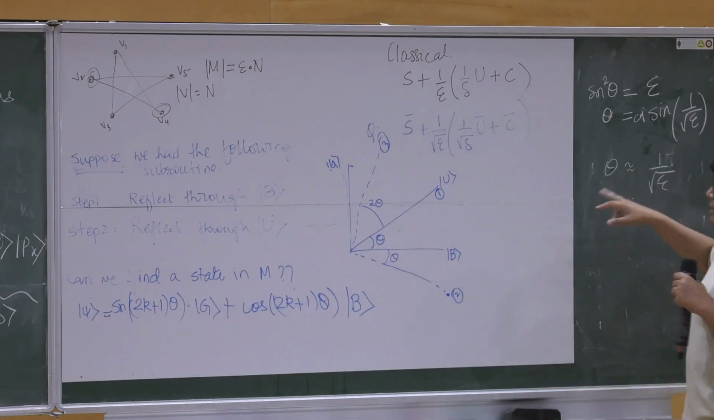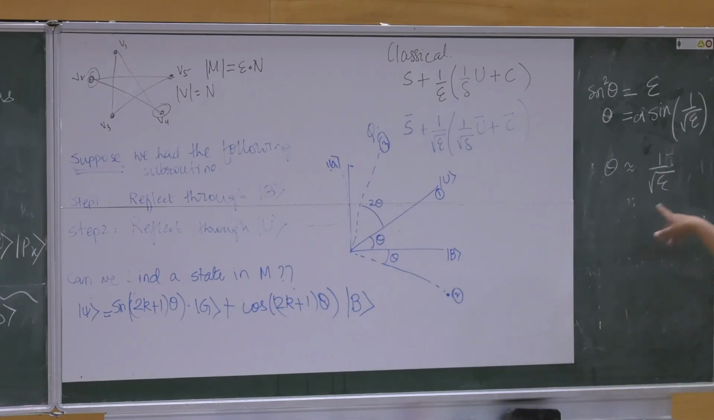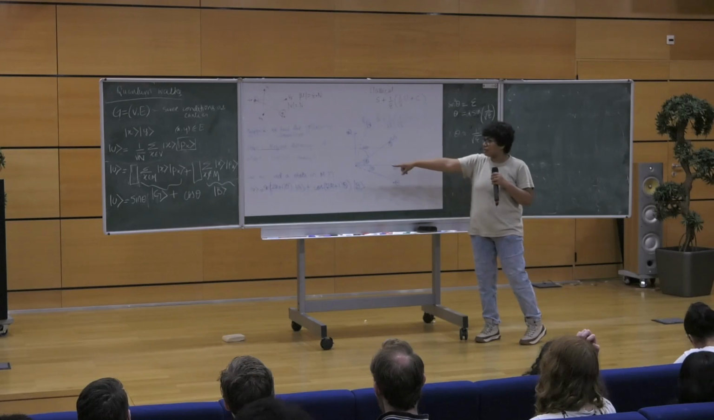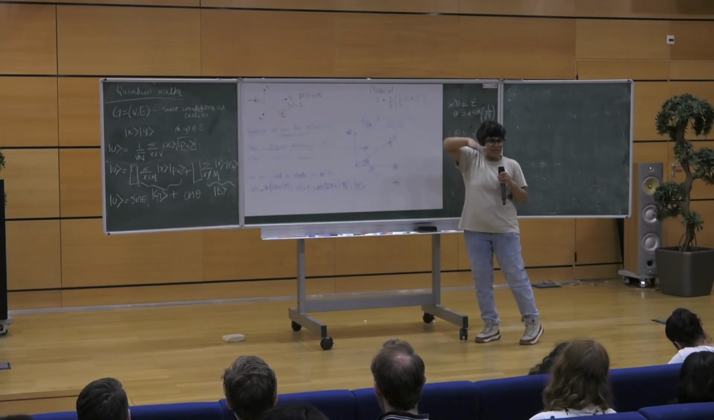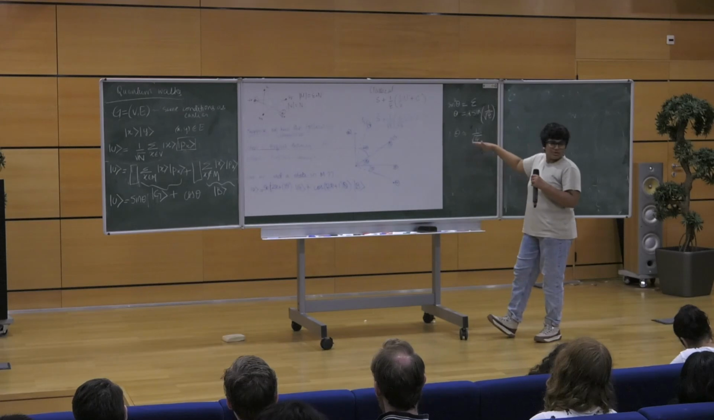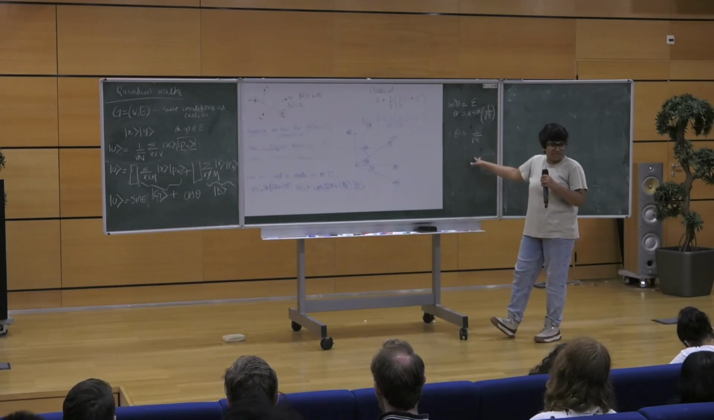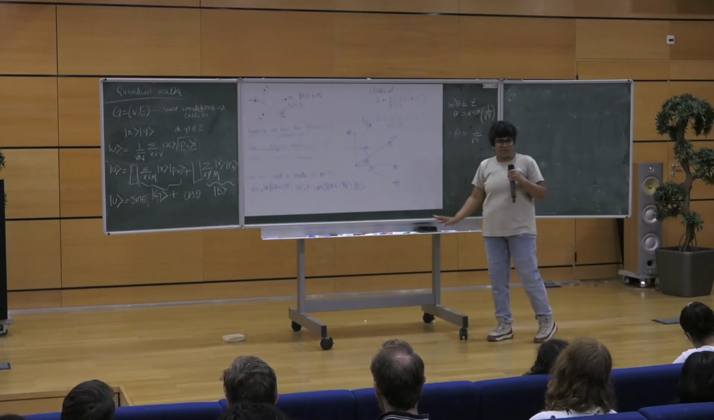Okay, this is clear, right? Why does k have to be almost 1 by root epsilon? Because your theta is small like this, but you want your 2k plus 1 theta to become pi by 2, right? You want it to be almost 90 degrees. So you just do a little calculation, constants here and there, but you will get almost 1 by root epsilon steps.